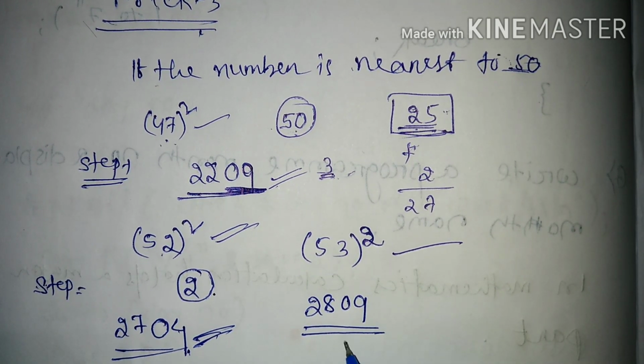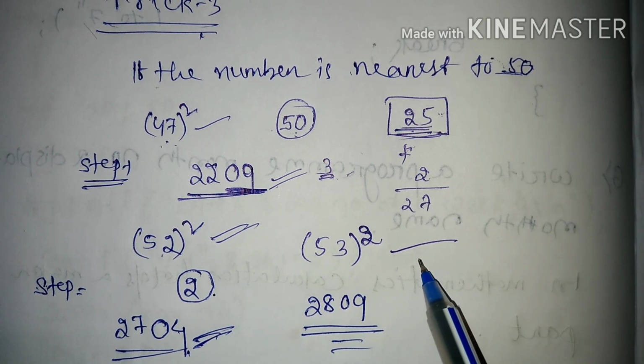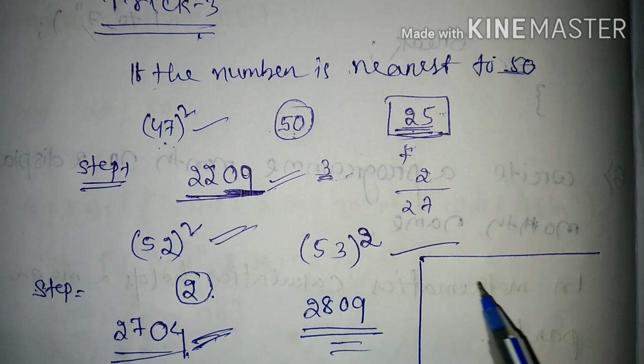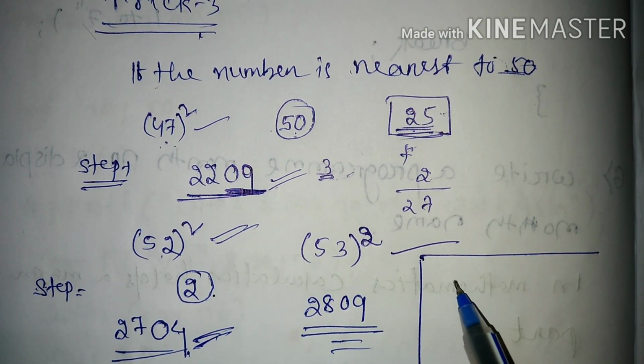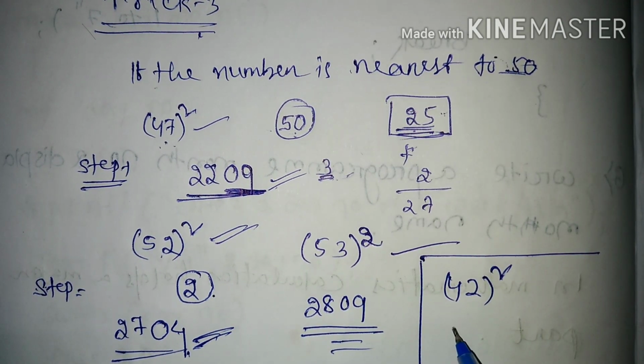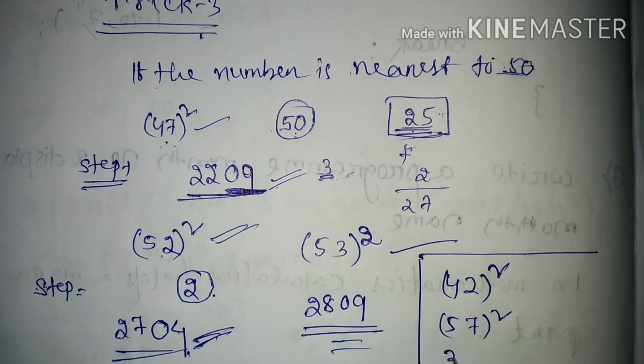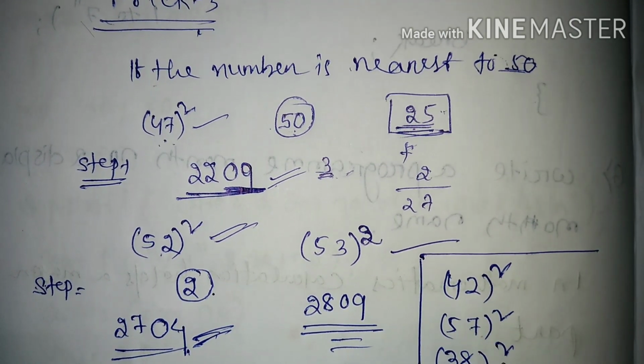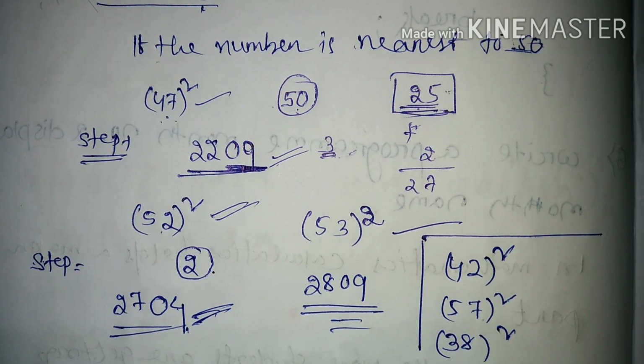Okay, so this is the trick. So I'm giving some squares as questions: 42 square, 57 square, 38 square. Do these 3 questions and answer them in the comment section.